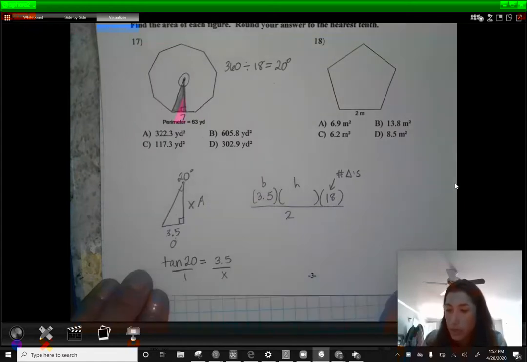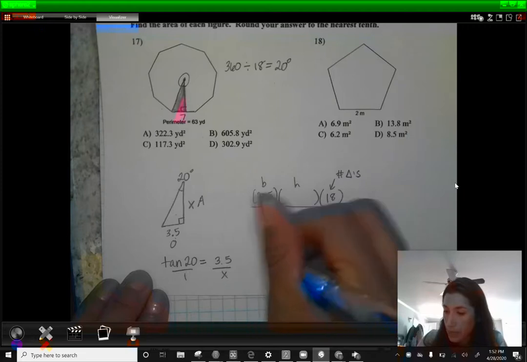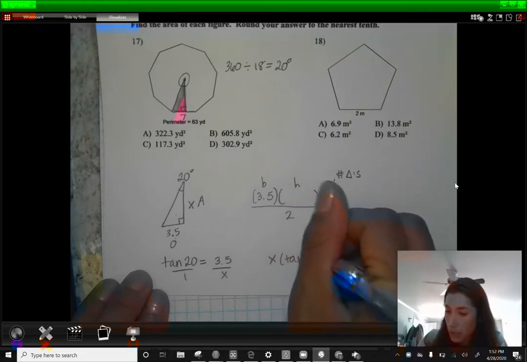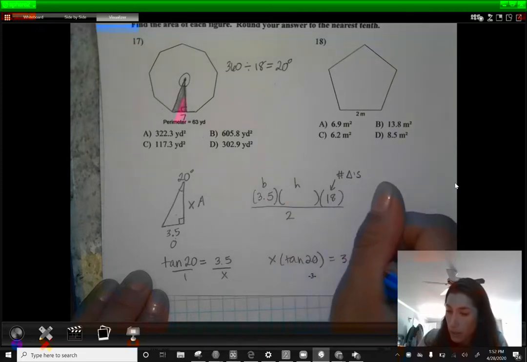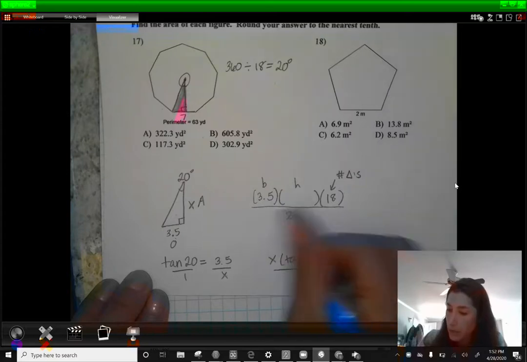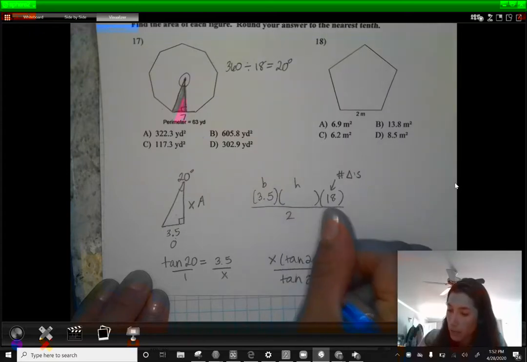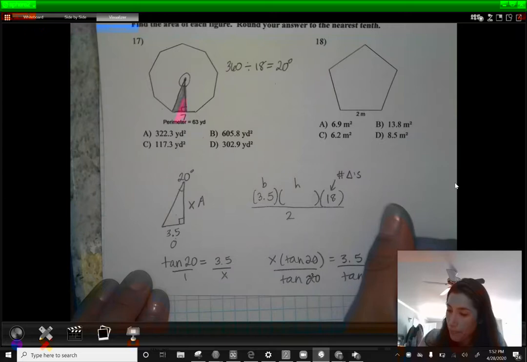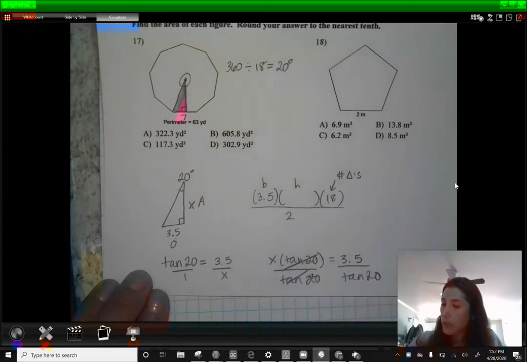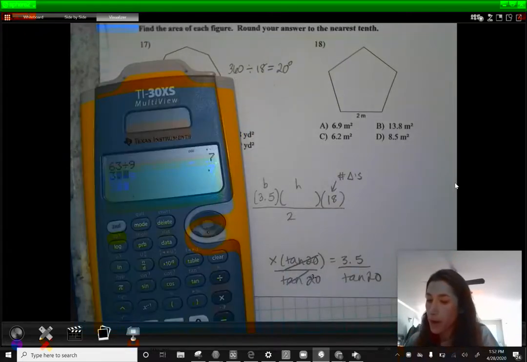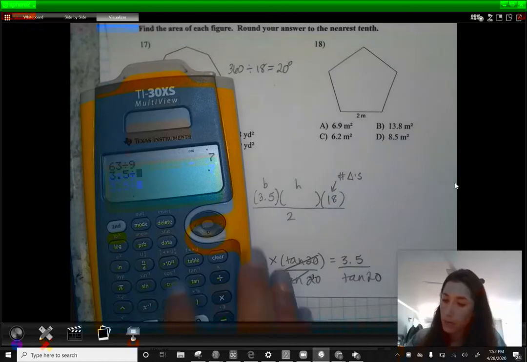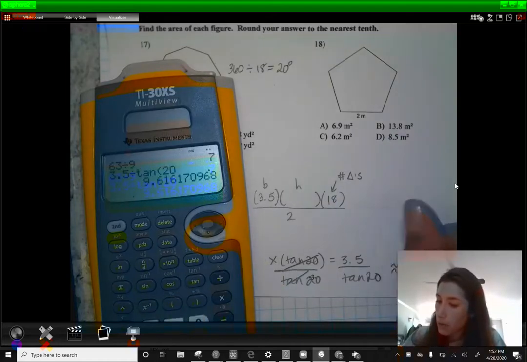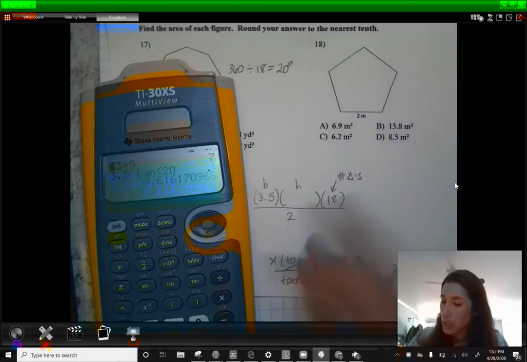And if we do a cross product, x gets multiplied with tan 20 to equal 3.5. So the only way to get x by itself is to divide by the tangent of 20. So we've got 3.5, and we're dividing that by tan of 20, and we're going to get about 9.6. We can do 3 decimal places, 9.616.